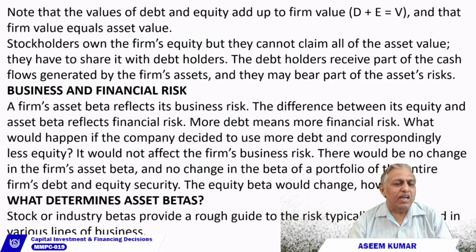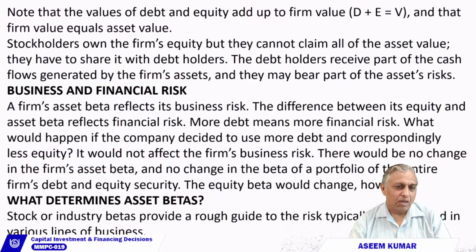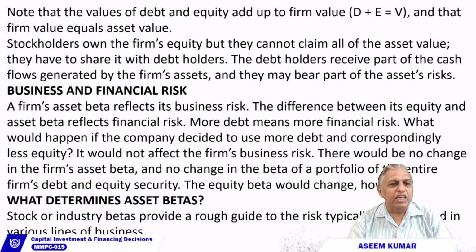Business and financial risk. A firm's asset beta reflects its business risk, the fluctuation and other things. The difference between the equity and asset beta reflects financial risk. More debt means more financial risk, but natural.